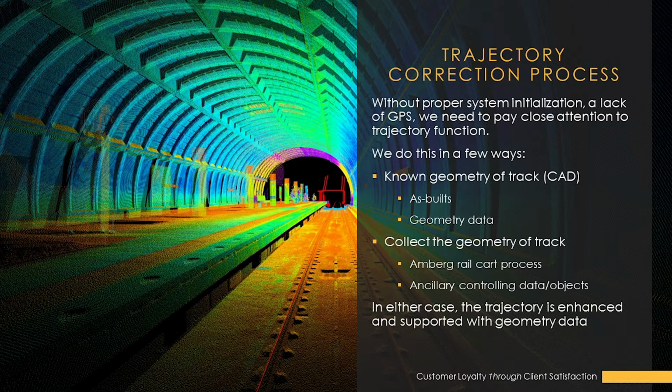Sometimes there's known geometry of the track if we're in a tunnel with rail. There'd be as-built, CAD type as-built, or on a roadway, the geometry data, some kind of an alignment. Those are very handy and would be quite useful in the process of correction of the trajectory. Sometimes we can go out and collect that information if it's not available. So you could do some additional collection of the track geometry, possibly using an Amberg railcart process. Or you may possibly just get some ancillary controlling data.